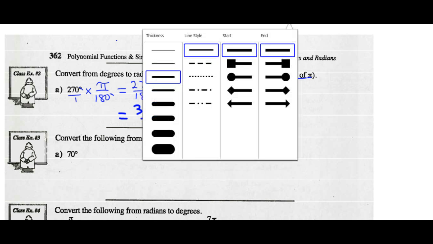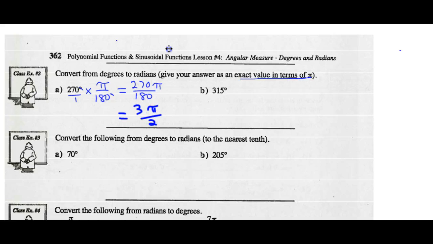Do the same thing with 315 degrees. We multiply by pi over 180 degrees, and we get 315 pi over 180. The degree symbols cancel out. We have to simplify 315 over 180. If you go again to your calculator, you're going to get 7/4. So this becomes 7 pi over 4 as an exact radian measure.